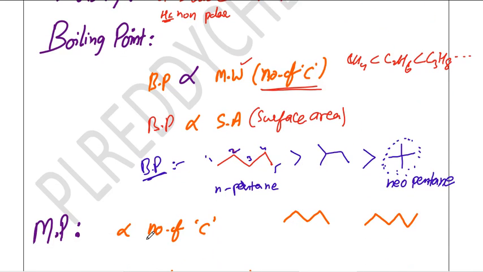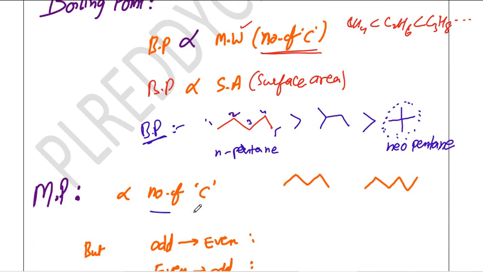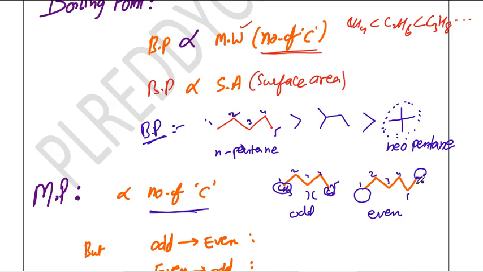Then melting point is also directly proportional to the number of carbons. But here one thing we have to remember: 3, 4, 5, 6 carbons. In the case of odd numbers, the methyl groups are on the same side, so some repulsion is there. But in the case of even numbers, the terminal methyl groups are in opposite directions, so no repulsion. So this melting point is higher than this melting point.